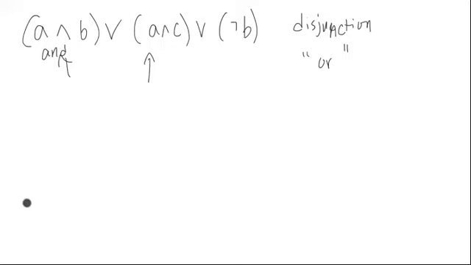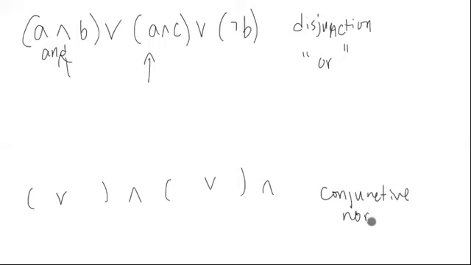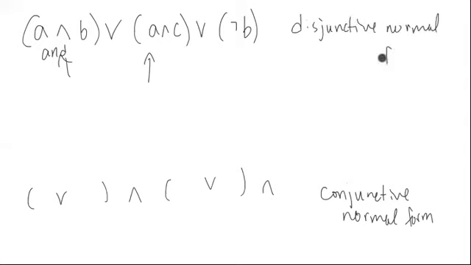Conjunctive normal form is the opposite. You have ors and then you have ands and ors and ands and so forth. That would be conjunctive normal form. And at the top right here, we have disjunctive normal form. So how would we change this disjunctive normal form into a conjunctive normal form?